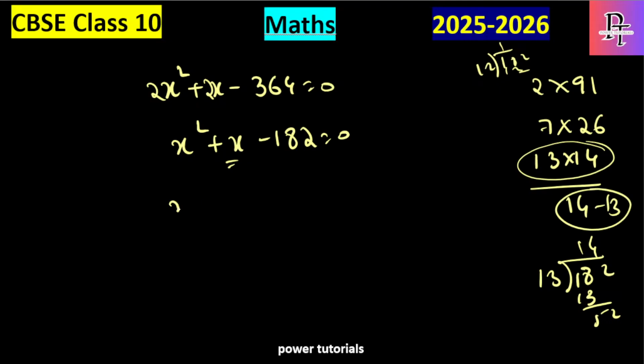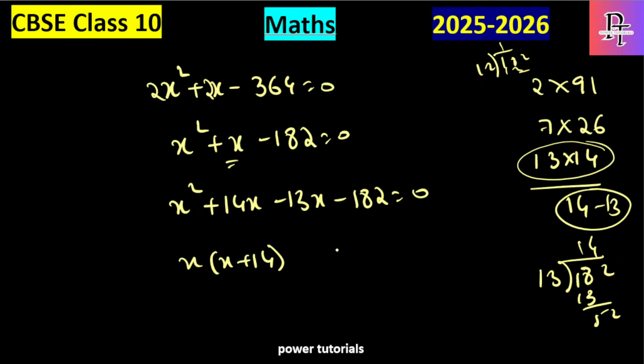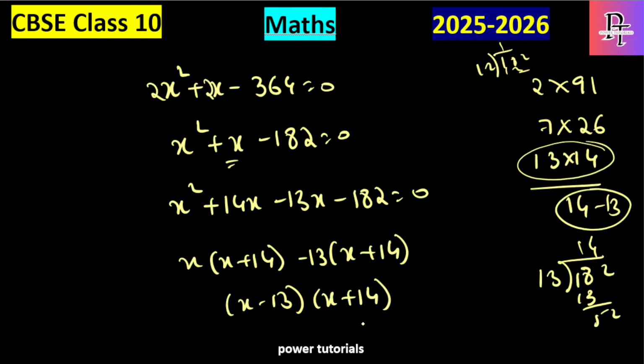So it is x square plus 14x minus 13x minus 182 is equal to 0. If I take x common, you will get x plus 14. And if I take the trick I told you, write x plus 14 again, then see for the common, minus 13. So the values are x is equal to 13 and x is equal to minus 14.